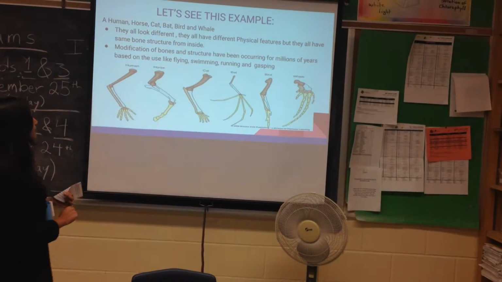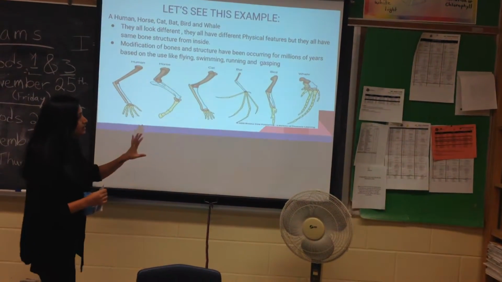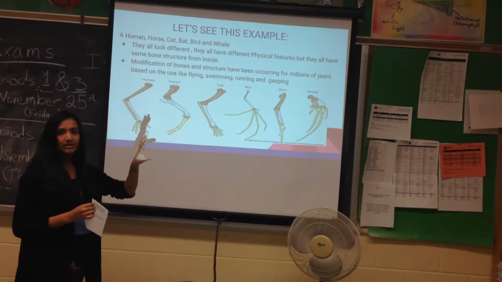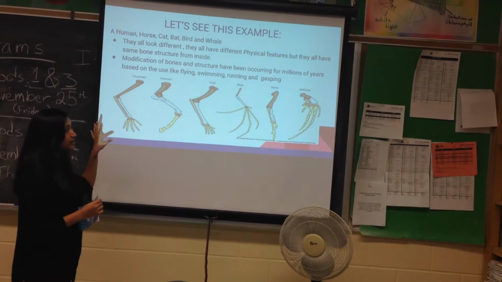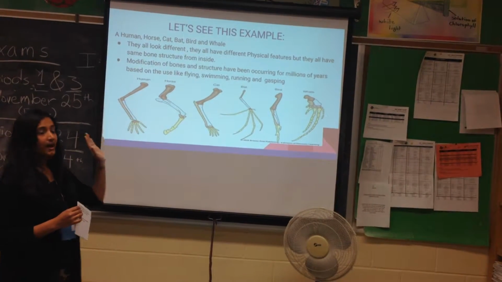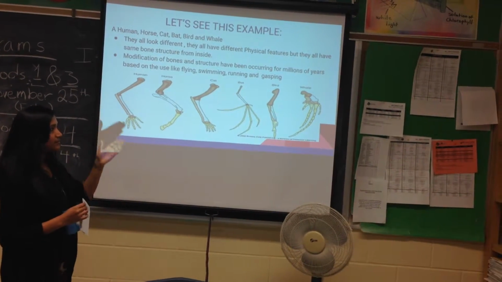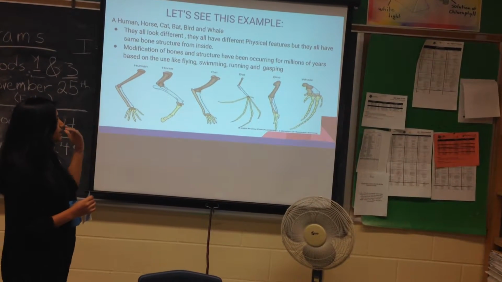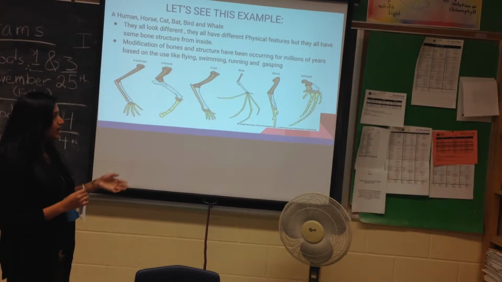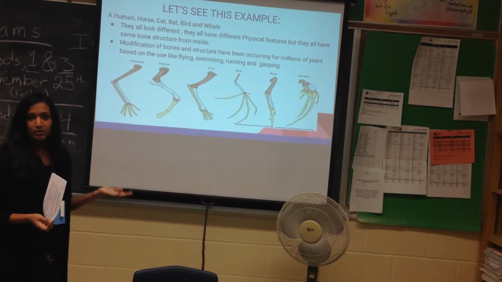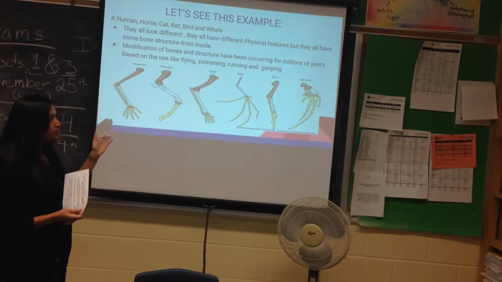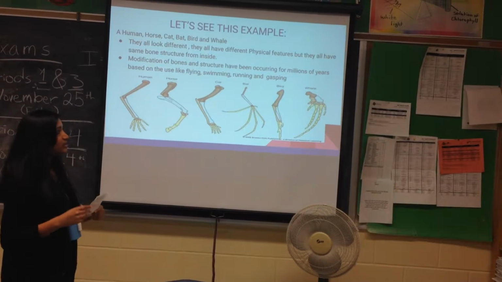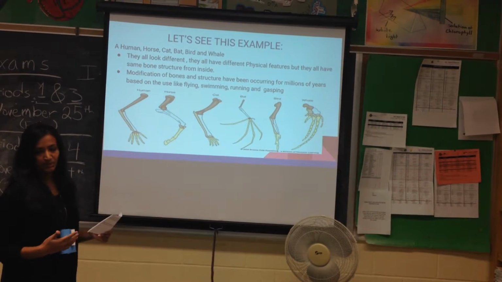So let's see the example. You see a bone structure here for a human, horse, cat, bat, bird, and a whale. They all have the same bone structure, but they use it in different ways. How they use it makes them different: they can fly, they can swim, they can run, and they can also grasp. So it just depends on how the bones are used. Through generations and evolution, they change the structures of their bones as well.